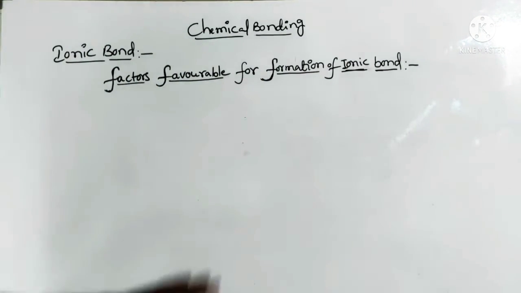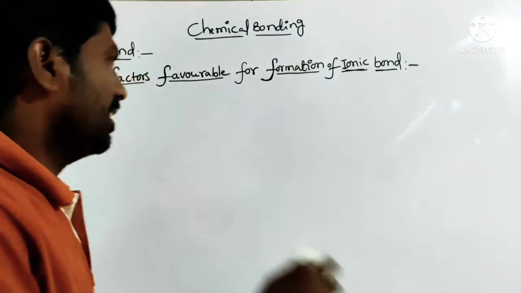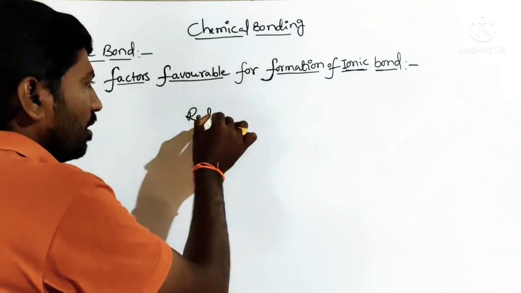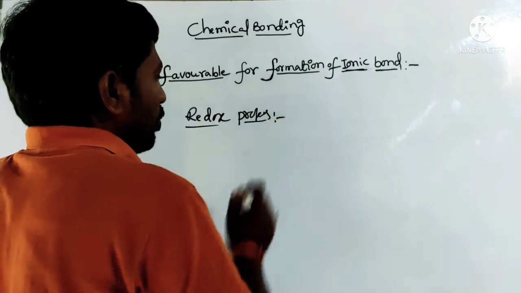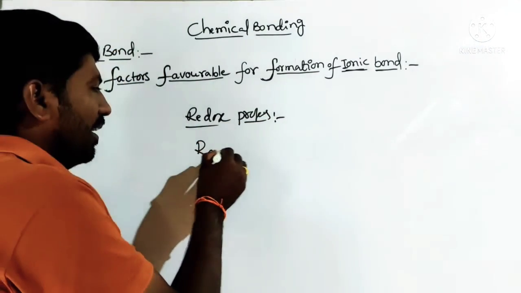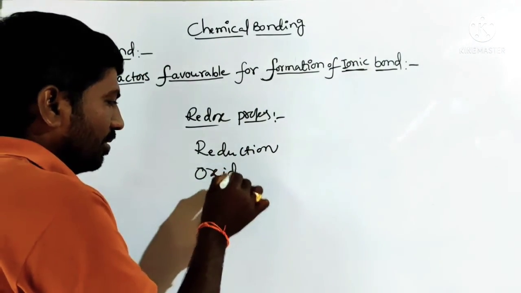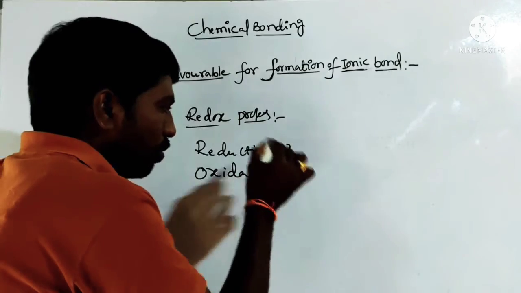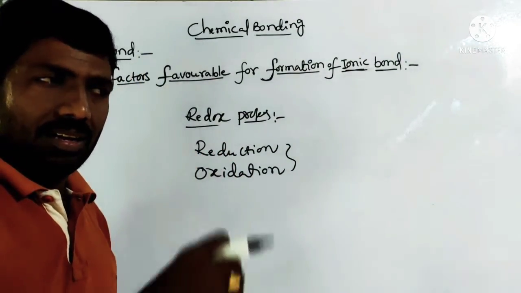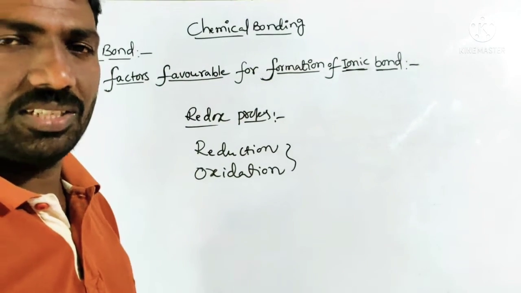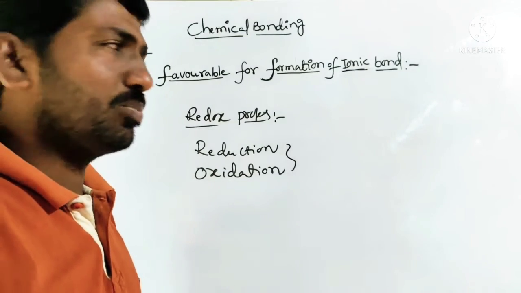Generally, ionic bond formation is known as a redox process. What is the redox process? Redox means reduction and oxidation. When both reduction and oxidation are present in one reaction, that is the redox reaction. So this process is the redox process.